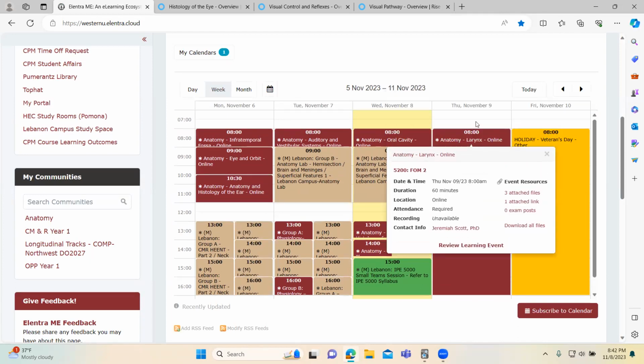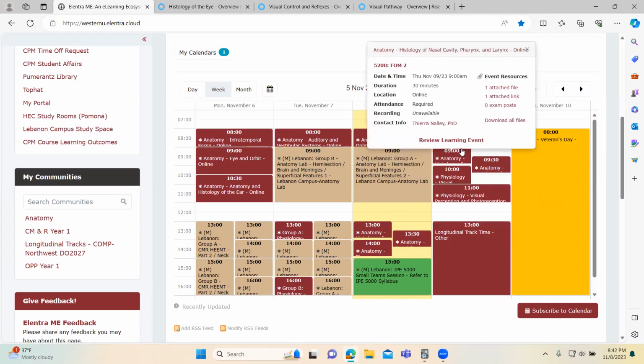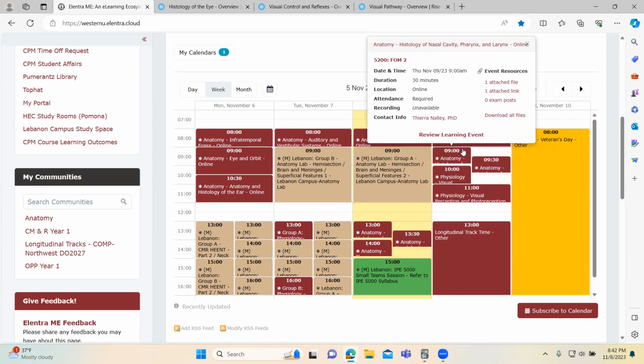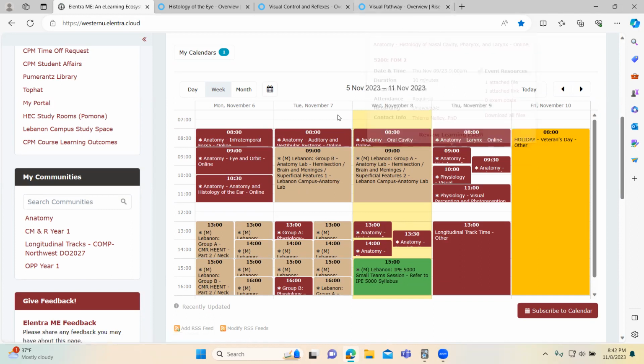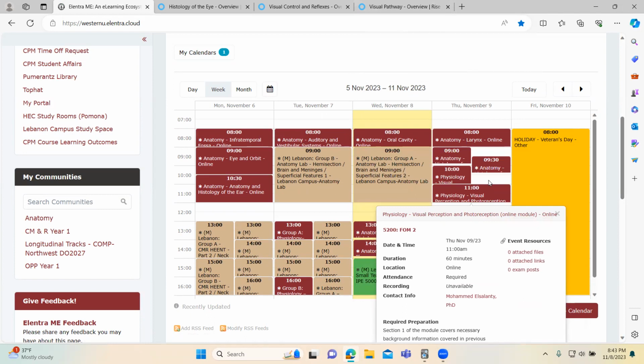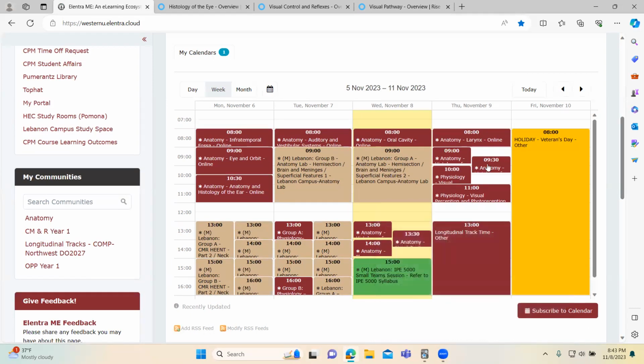So the first one, The Anatomy of the Larynx by Dr. Scott, and then the Histology of the Nasal Cavity, Pharynx, and Larynx by Dr. Nally. Although there isn't much histology on that, so I recommend some other study methods as well. So that excludes the 3 remaining lectures tomorrow on Thursday. That is Histology of the Eye, Visual Control and Reflexes, and Visual Perception and Photoreception, all by Dr. Alisanti. The reason for this is I could not figure out the eye stuff for Anki tonight.